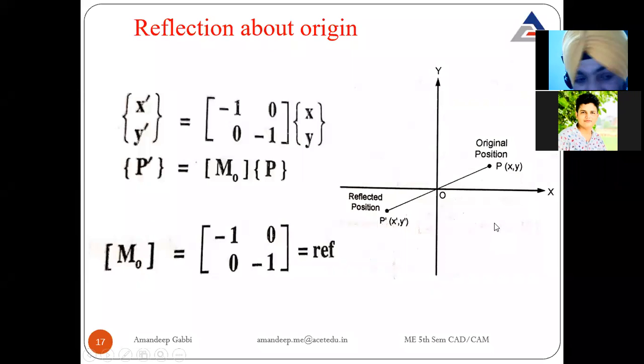It depends on the conditions, on where the point has been taken, where the original position is. But the matrix will remain the same.